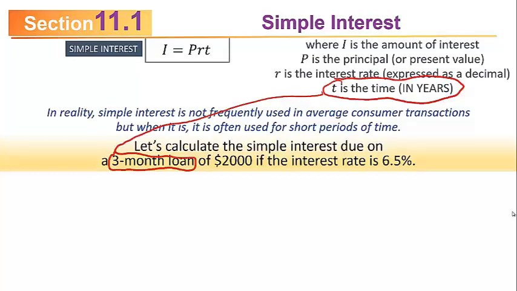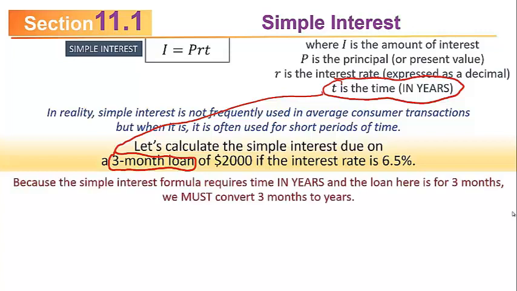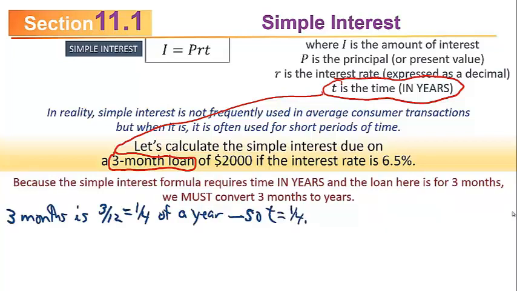It's a 3-month loan and the time has to be in years. So as before, we have to change that from months to years. 3 months is 3/12 of a year. 3/12 is 1/4, so T is equal to 1/4. You have to go from months to years for the formula to work.